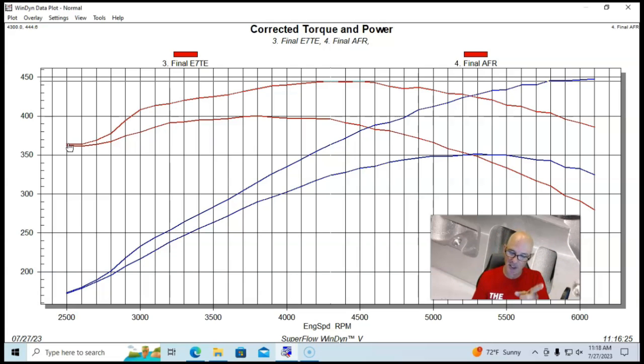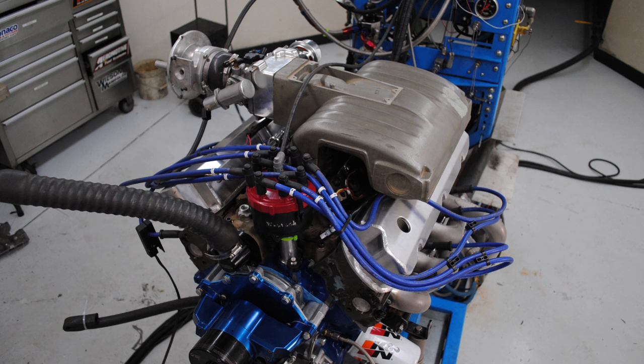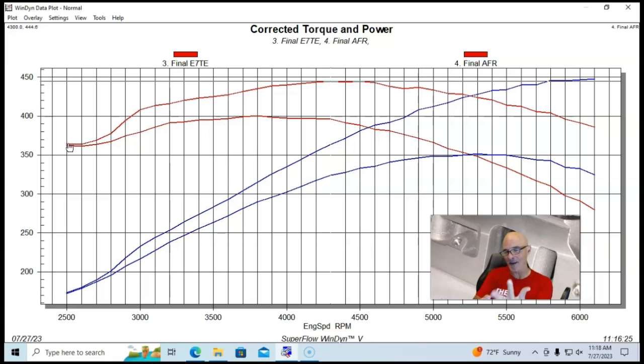And this is especially important on a 5-liter Ford because it has three big things holding it back. It has the heads, the cam, and the intake manifold. And if you only change one of those, you're not going to get big gains.